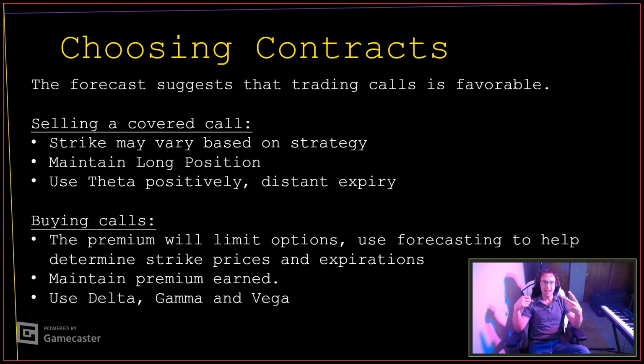Sell them, and then when the price comes down and as time passes, Theta and Vega will work negatively against the call that I sold, and then I'll be able to buy that contract back with the profits from my other two contracts. And then, if it goes really, really well, best case scenario, I'll end up not only maintaining my 100 shares in my long position, but also have all the money that I made from the calls that I purchased and then sold.